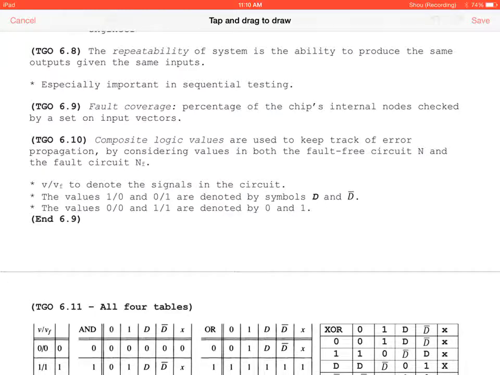So the idea of composite logic is comparing what should be true versus what is true in the circuit. So what we're going to have is you're going to have 1 on your input. That's perfect. Now, the notation is it should be 1, but it is 0 on the input, meaning it's stuck at 0. You have your AND gate. And then what should happen is you should have 1, but is 0 on your output. Now, composite logic are values used to keep track of error propagation by considering both the fault-free circuit N and the faulty circuit N sub F.